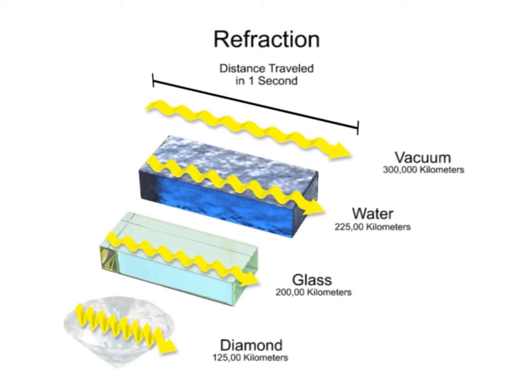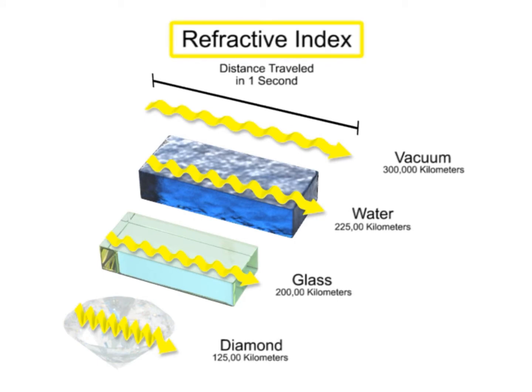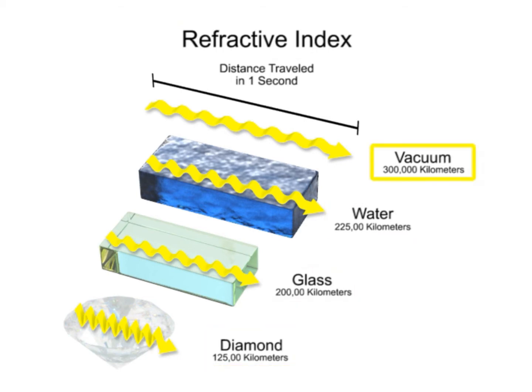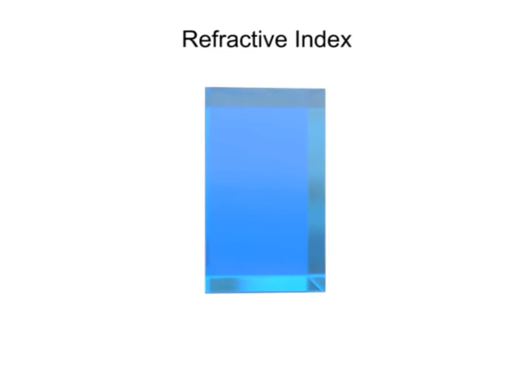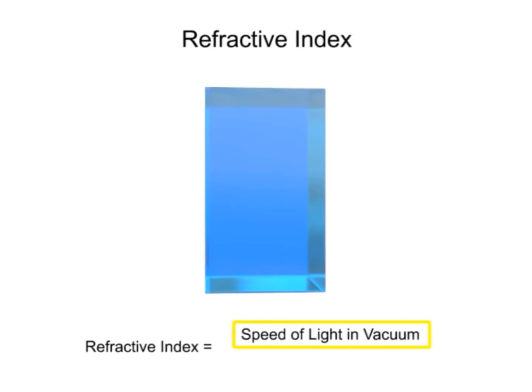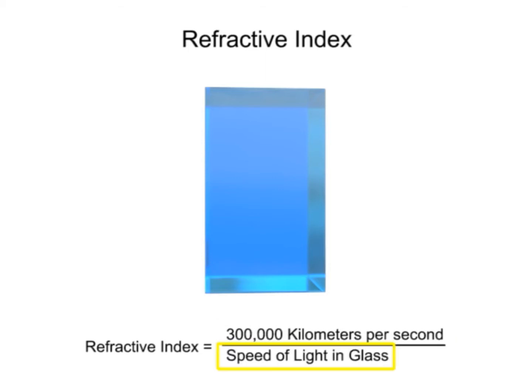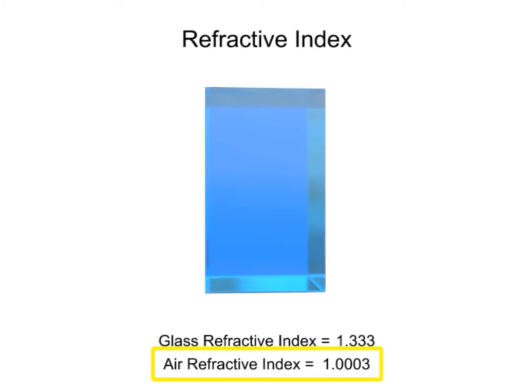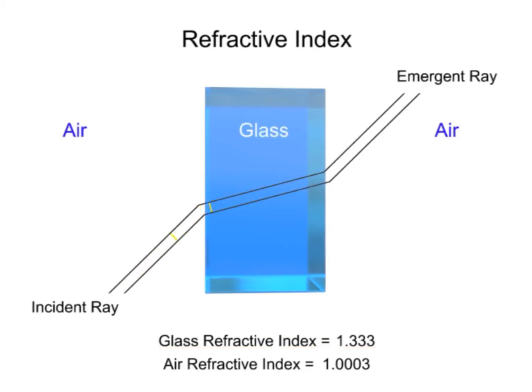Transparent materials have what is called a refractive index. This is the speed at which light travels in a vacuum compared to light traveling in a medium. For example, typical glass has a refractive index of 1.33. This is calculated by dividing the speed of light in a vacuum, 300,000 kilometers per second, by the speed of light in glass, 225,000 kilometers per second. The refractive index of air is 1.0003.